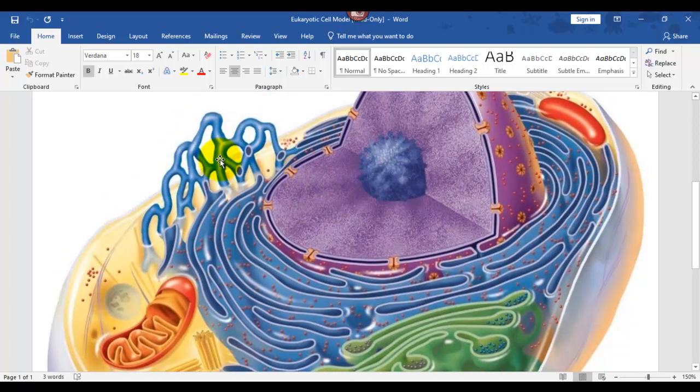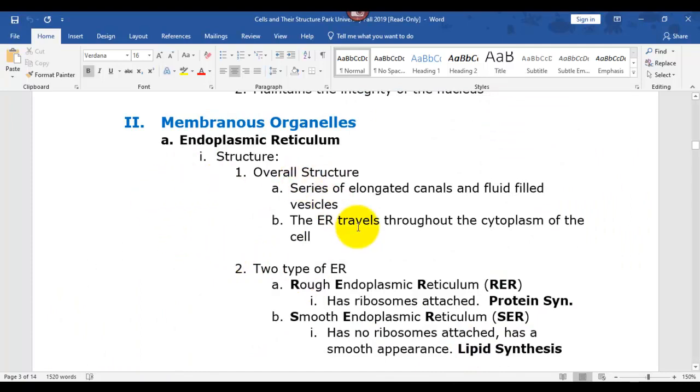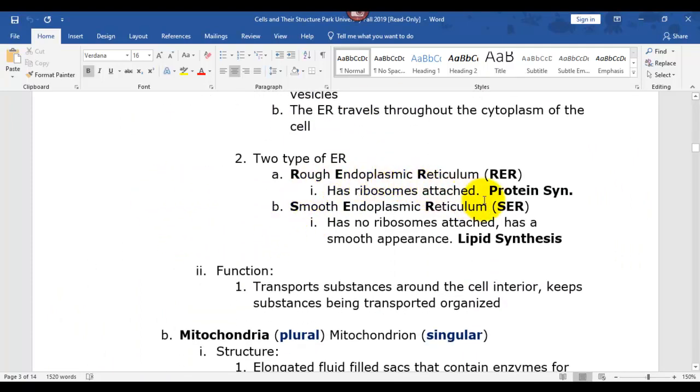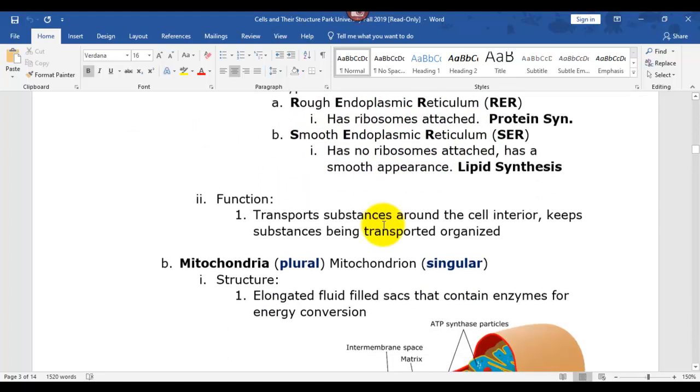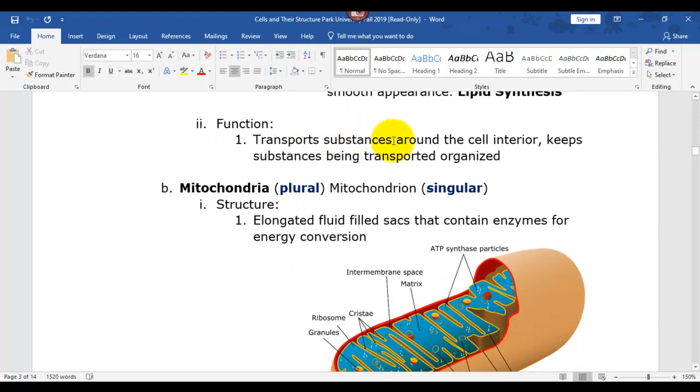That area over here, the way they have that presented is kind of weird, but you can see no dots. This is called the smooth endoplasmic reticulum. And it also has a side function. It's involved with lipids. It's lipid synthesis, and cells need that. And so that's the endoplasmic reticulum. So the rough ER has ribosomes attached. The smooth does not. And it's just a little organelle, like it says here. Transport substances around the cell interior, keep substances being transported organized.